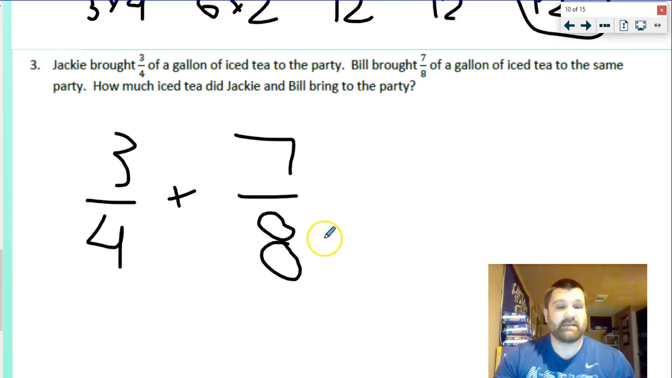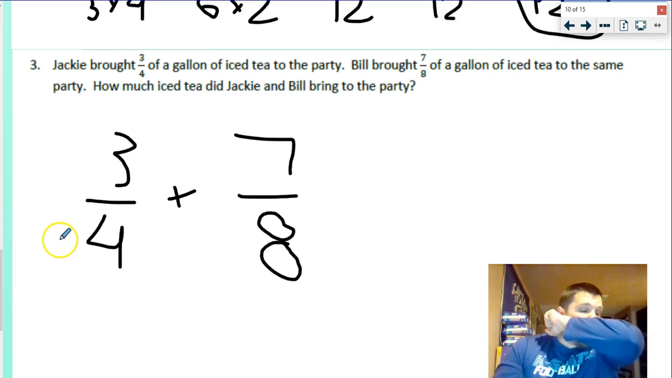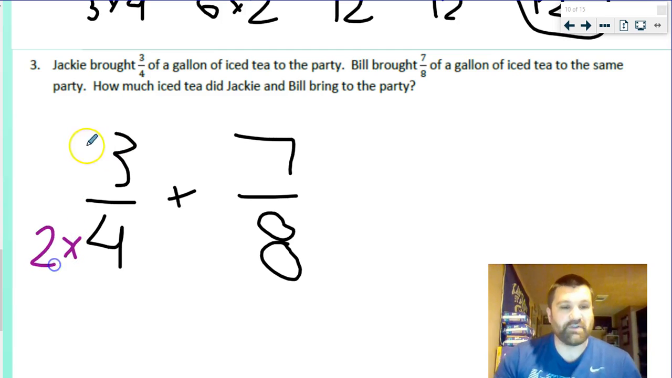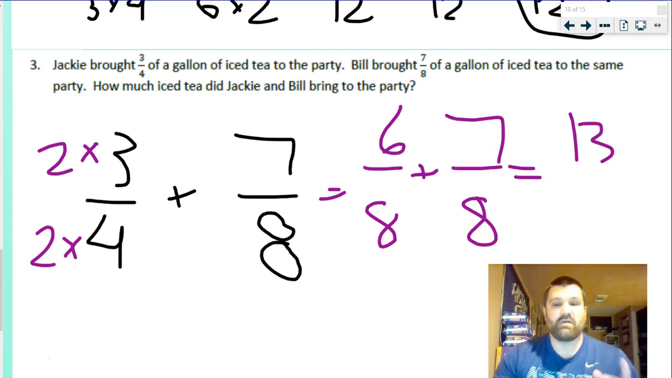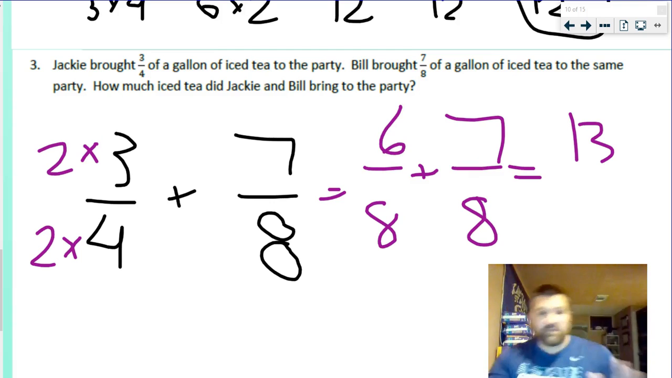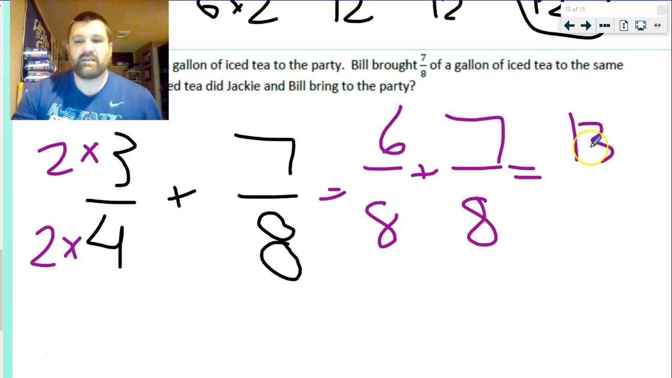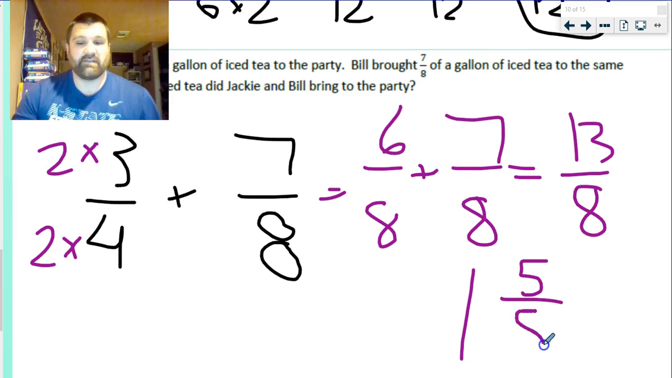Okay, so you should be done. Well, right off the bat, I know 4 goes into 8. How many times? Twice, right? And what you do on the bottom, you do on the top. So you end up with 6/8 add 7/8 equals 13/8. So now we're going to go ahead and simplify it. So 8 goes into 13 one time. There's 5 left. The denominator stays the same.